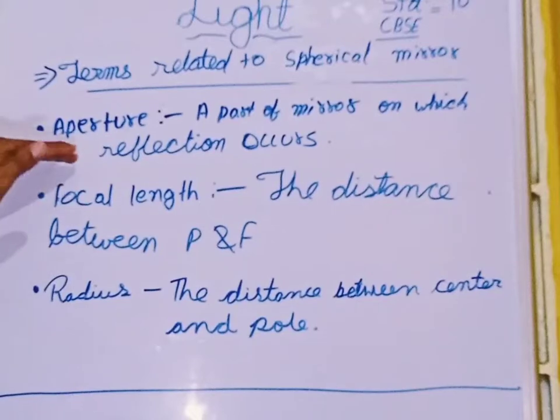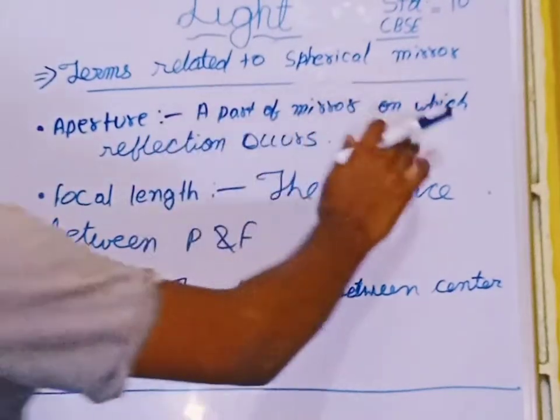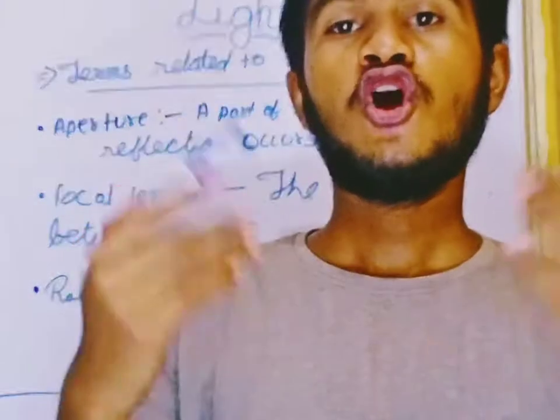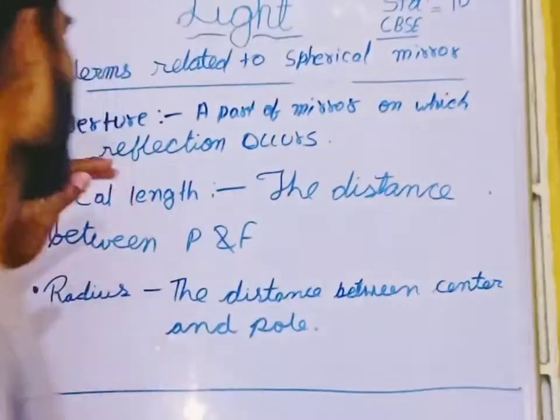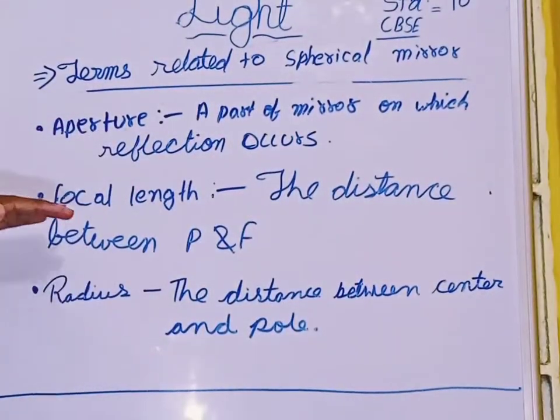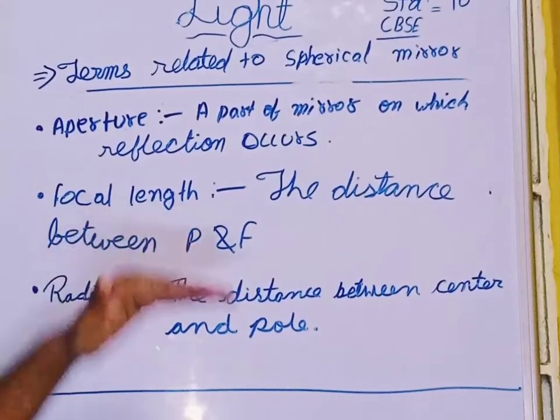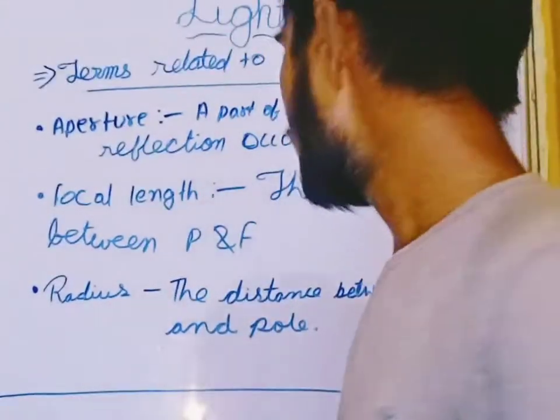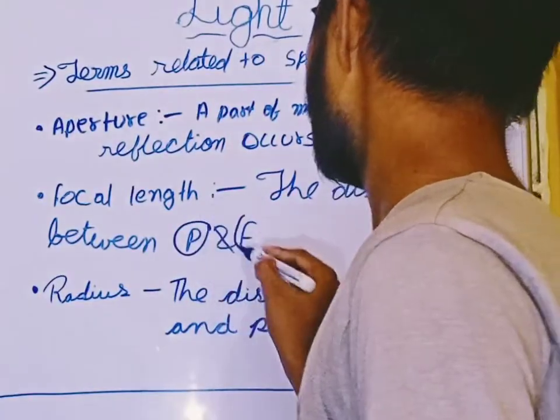Now see the aperture: a part of the mirror on which reflection occurs is known as the aperture. Focal length is the distance between P and F. Now you have to name the P and F.